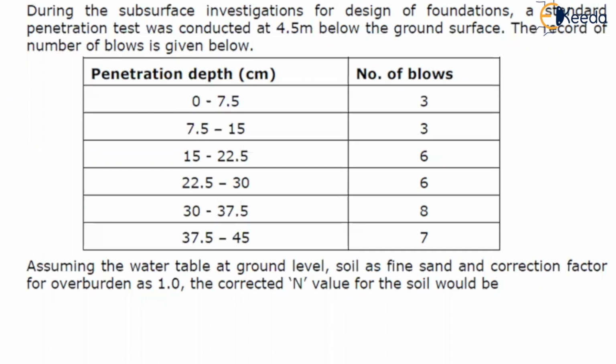The recorded number of blows are given, and the depths are given in 75 millimeters. Assuming the water table is at the ground level, the soil is fine sand and the correction factor for overburden is 1. So they have already given the correction for overburden as 1.